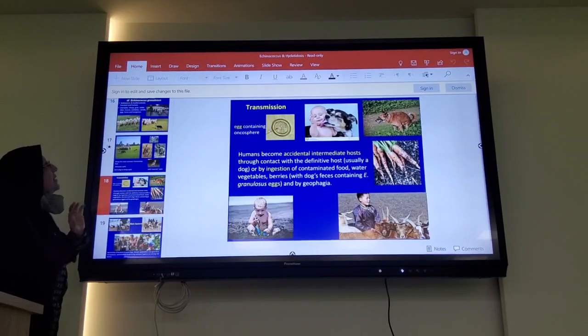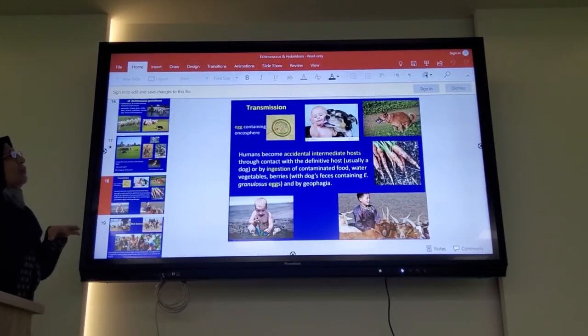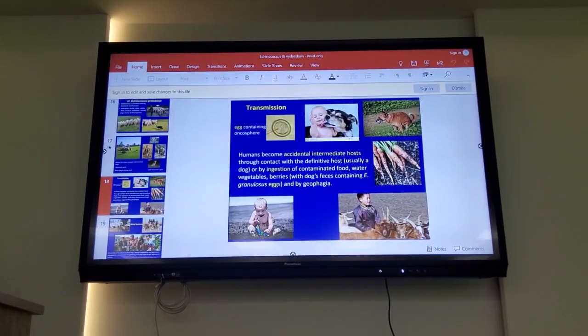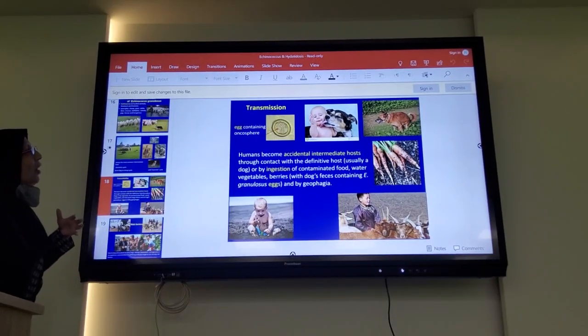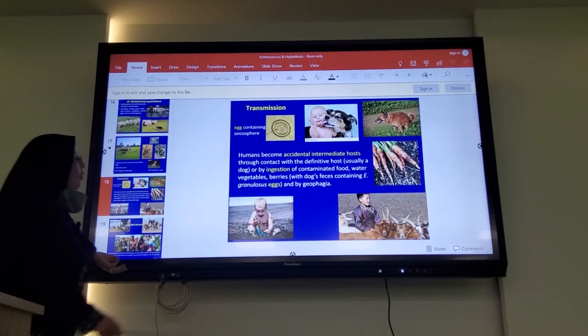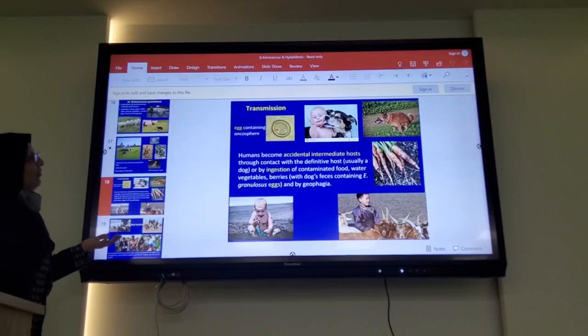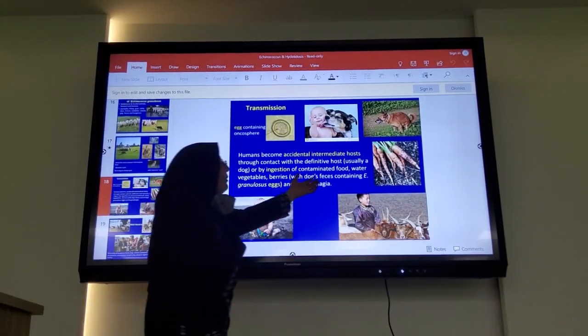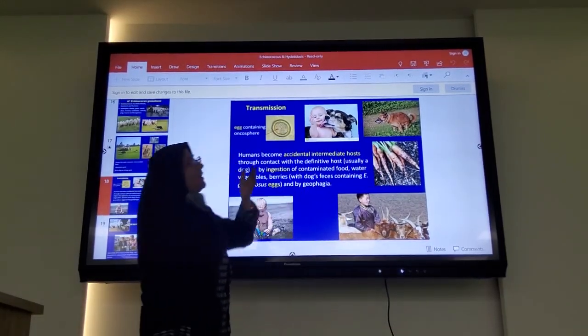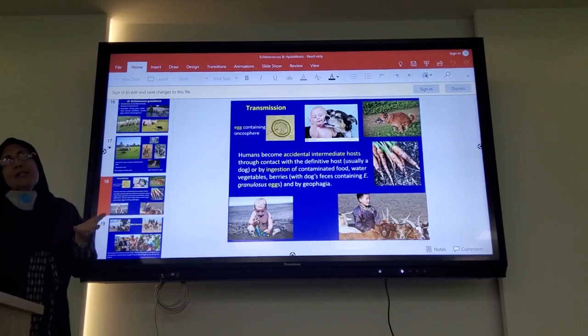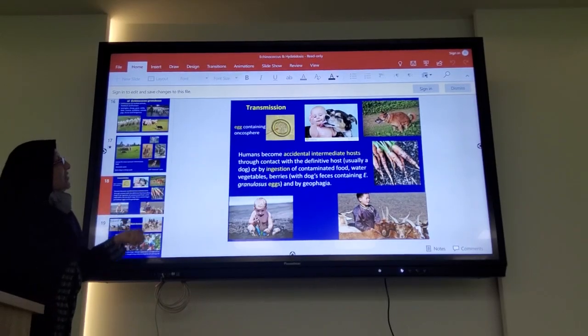What are the risk factors? The people who have close contact with a dog, especially stray dogs or farming dogs, they are at the risk of infection. Or the children who used to eat the dirt are at risk of infection. Any vegetables infected with the eggs of the parasites, they are at the risk of infection.